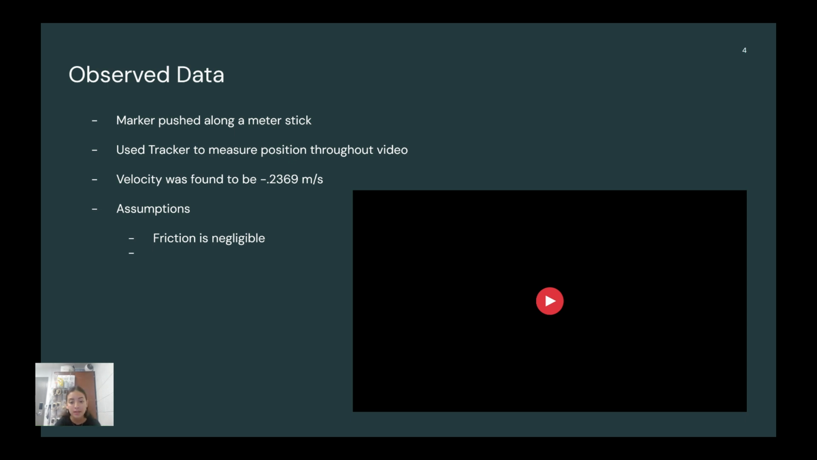Using the Tracker app, the velocity was found to be negative 0.2369. The reason it's negative is because the marker is being pushed in the leftward direction, which means it's going towards negative x. We assume that in the time frame that I selected, the initial applied force is 0, and the friction is negligible.